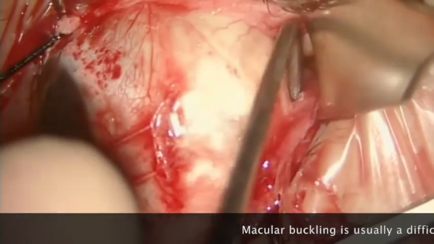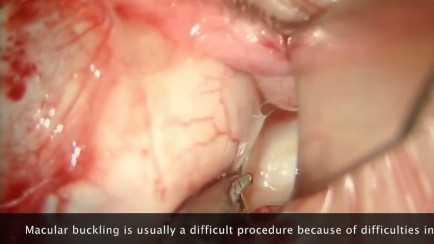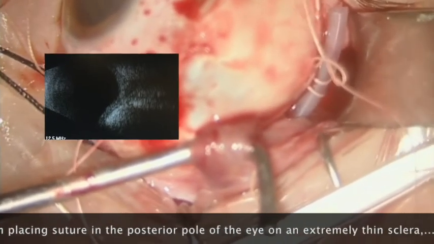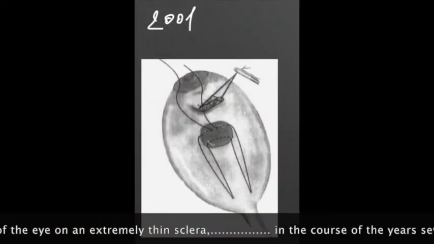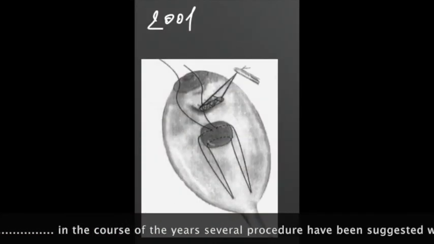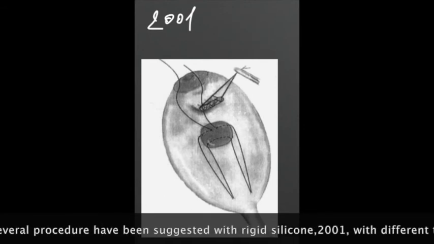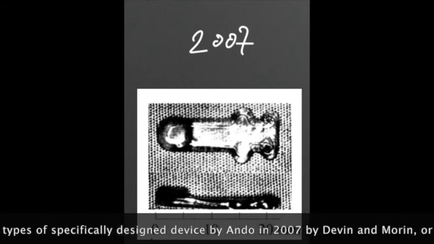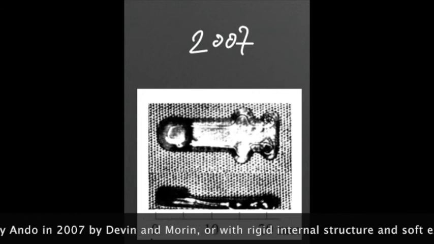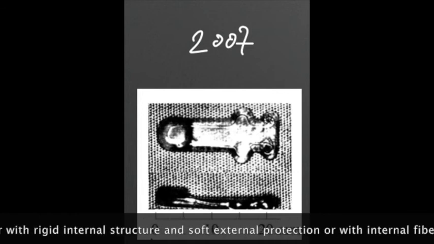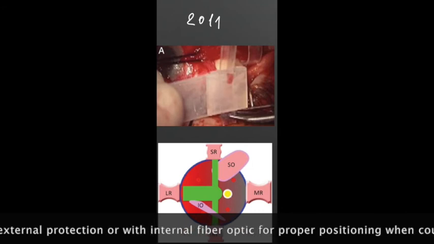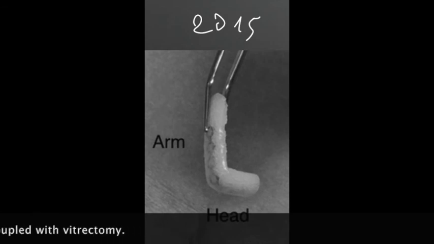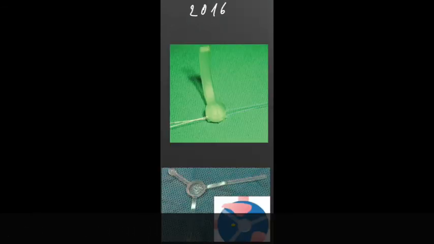Macular buckling is usually a difficult procedure because of difficulties in placing sutures in the posterior pole of the eye on an extremely thin sclera. In the course of the years, several procedures have been suggested, with the rigid silicone in 2001, with different types of specifically designed devices by Endo in 2007, by Devin and Morin, or with rigid internal structure and soft external protection, or with internal fiber optic for proper positioning when coupled with vitrectomy.